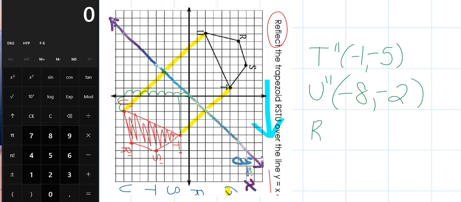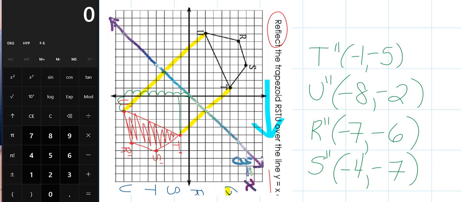R prime. Counting to the left. 1, 2, 3, 4, 5, 6, 7 boxes. So it's -7. Down 1, 2, 3, 4, 5, 6. So -7, -6. And lastly, S double prime. Starting at 0, 0, counting to the left, so it's going to be negative. 1, 2, 3, 4. So -4, down 1, 2, 3, 4, 5, 6, 7 boxes down. So -4, -7. Your final answer should look exactly the way that this red trapezoid looks right now.